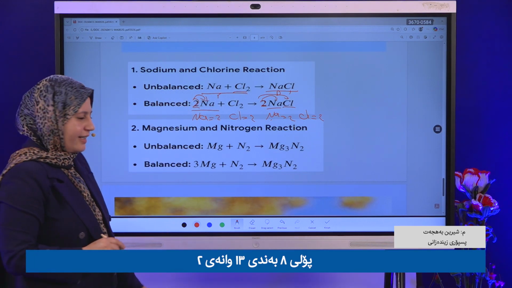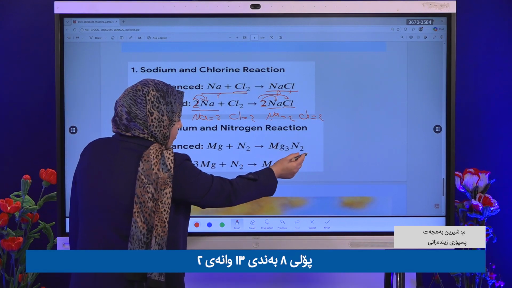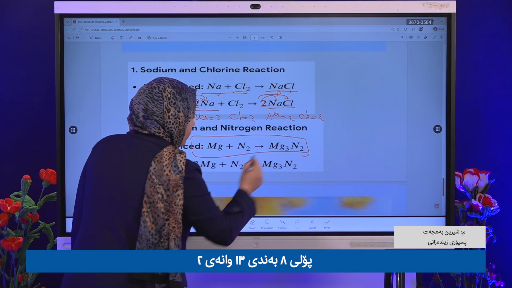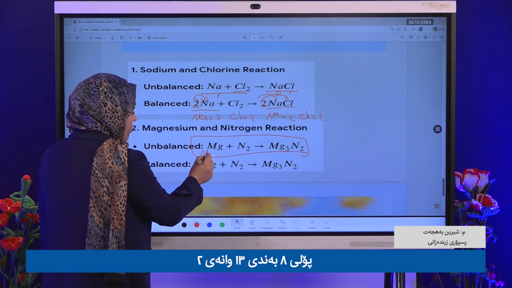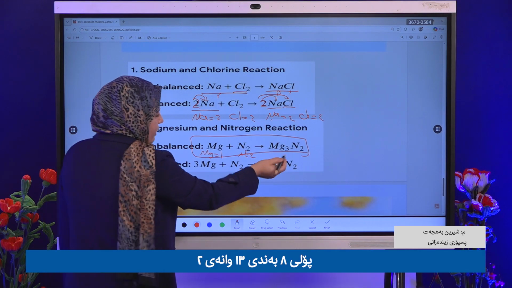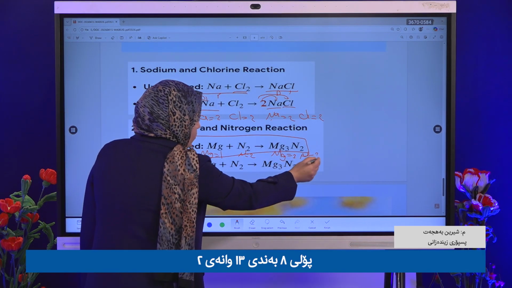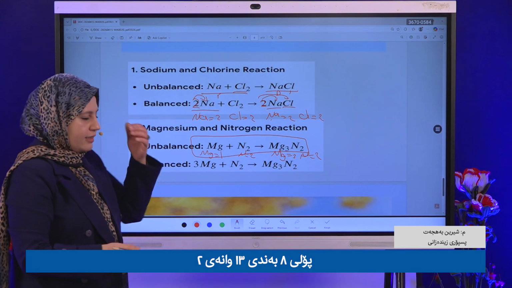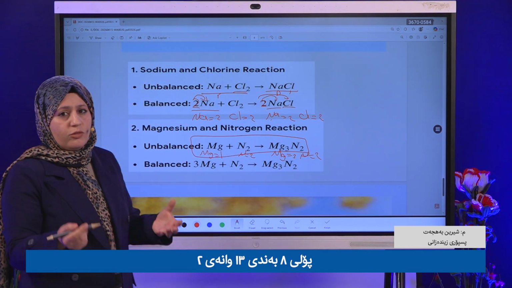Is it clear? Alhamdulillah. So Mg and N2, look at this equation. Is it balanced? No, it's not balanced. Why? Because Mg, magnesium, is 1 here and nitrogen is 2. But on the other side, Mg is 3 and nitrogen is 2. Are the numbers of atoms the same in product and reactant? Of course not.